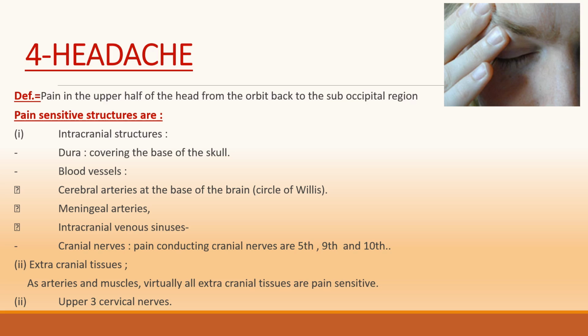Pain conducting nerves are the 5th, 9th, and the 10th. Extracranial tissues have arteries and muscles. Virtually all extracranial tissues are pain sensitive. And the upper 3 cervical nerves.